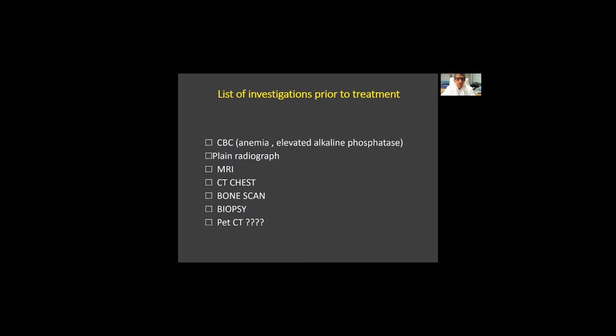And then we order our list of radiographic investigations, including the plain X-ray, the MRI, the CT chest, bone scan, and finally the biopsy. PET-CT is increasingly becoming used to diagnose or stage malignancies, and we prefer to stick to the standard of care, which is currently the CT chest and bone scan, and restrict the use of PET-CT only to cases in which there are controversies in the diagnosis or the staging of the patient.